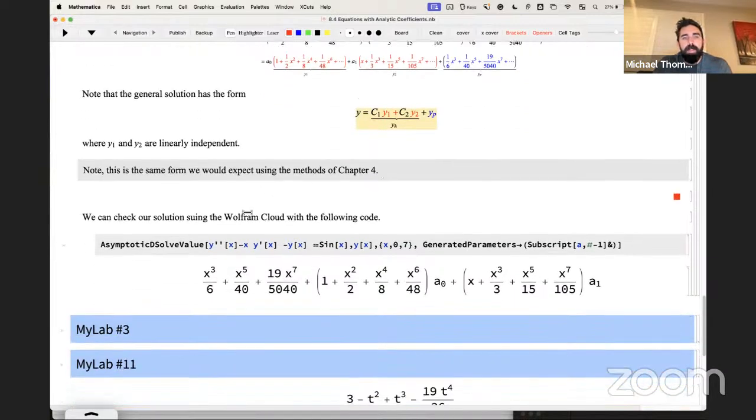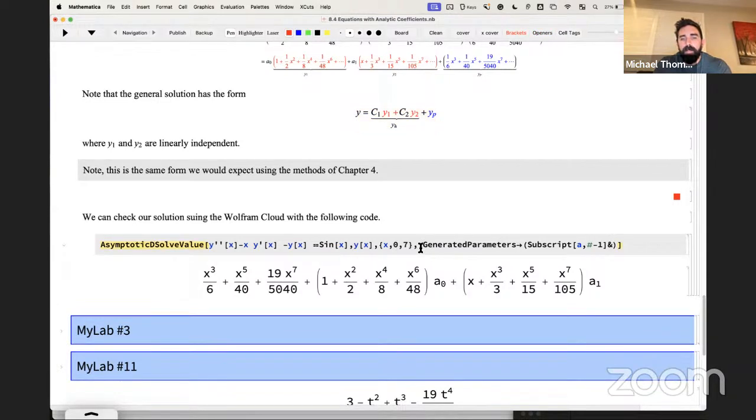By the way, if you wanted to solve this using the Wolfram Cloud, you could do it. This one's pretty straightforward. I'm doing this up to degree 7, and it even factors everything out for me. So there are your A0 terms, your A1 terms, and there's the rest of them basically.